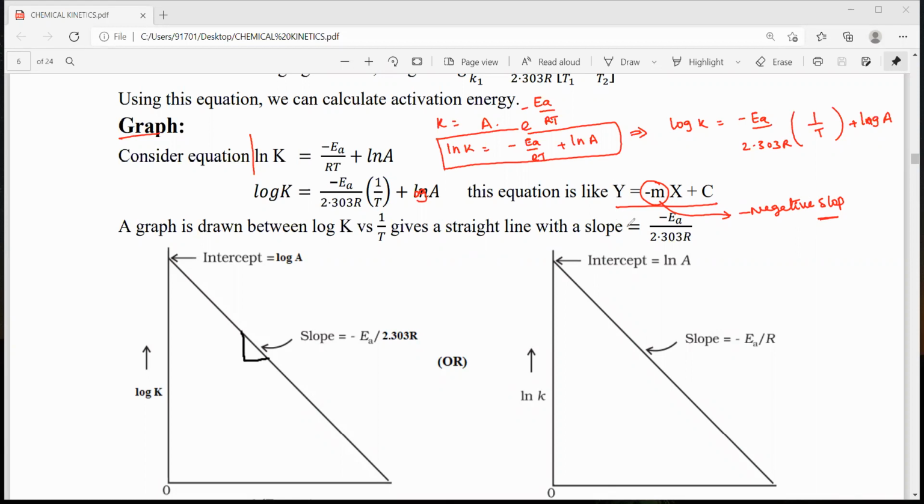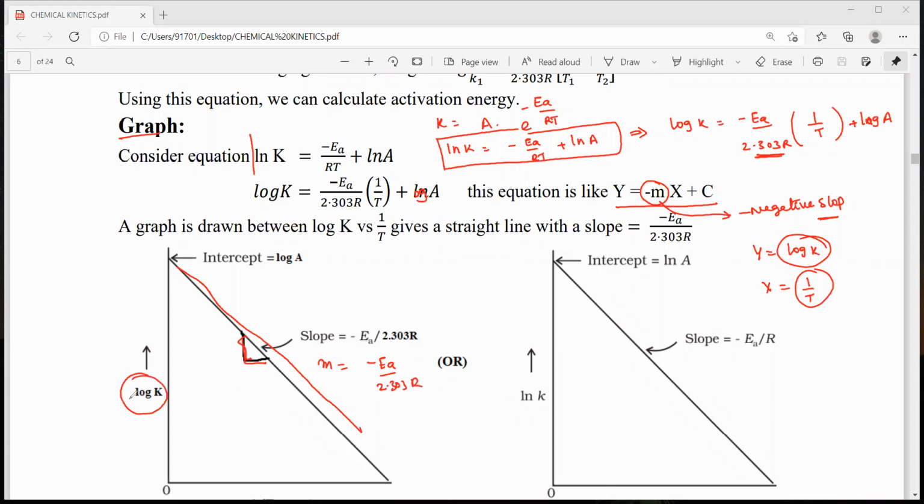Here in the above equation, y equals log k, and on the x-axis you have to take 1 by T. Due to the negative slope, the graph will come downside. The negative slope m equals minus Ea by 2.303 R. So the slope m equals minus Ea by 2.303 R.